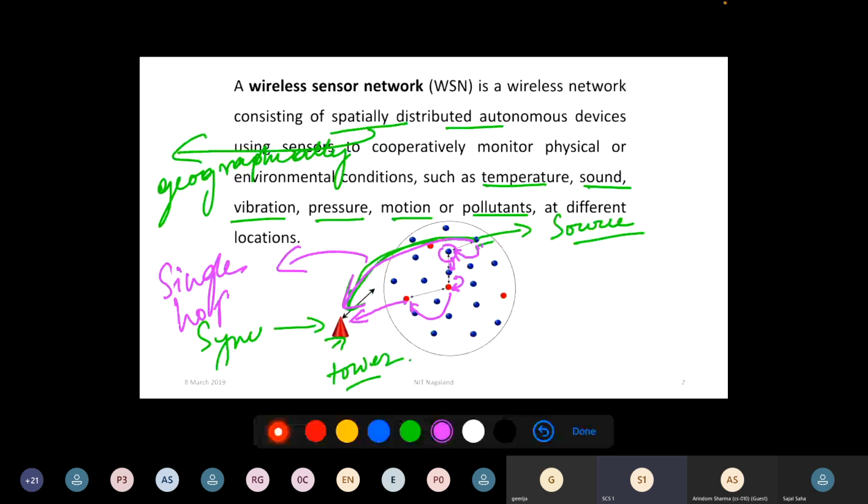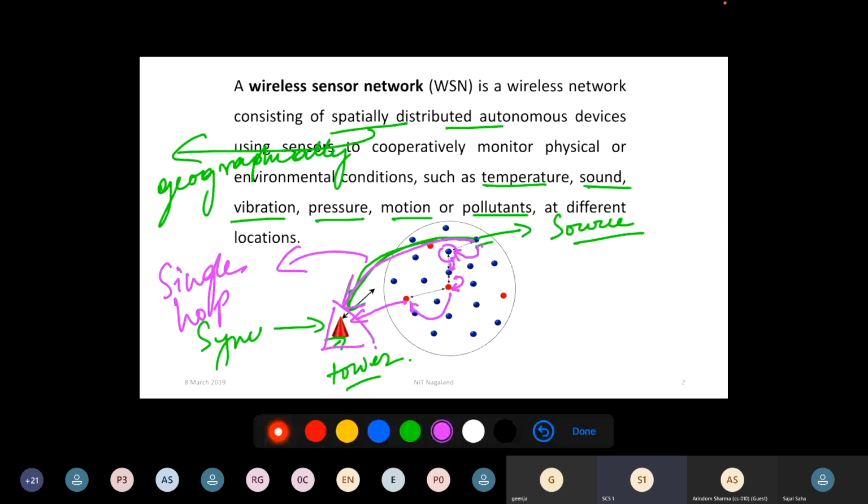Now, if it is stationary nodes, in that case, how are they sending the data to the tower? The tower means the sink, the node that is collecting all the information. Here you can see the trigonometrical shape. This is your tower. Okay. Now I have to send the data to the tower. All the nodes should send the data to the tower.